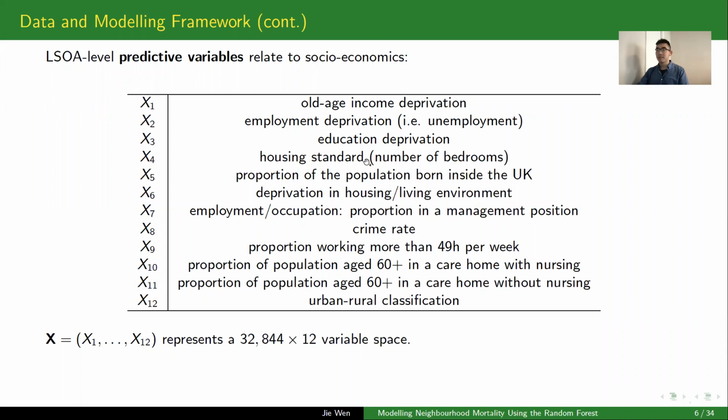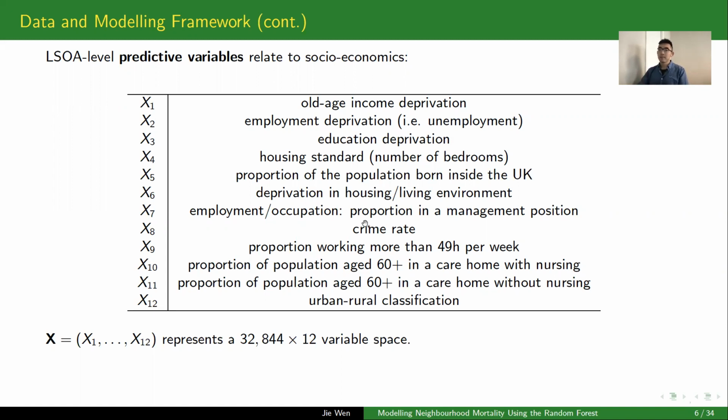We also have housing standard, which is the average number of bedrooms per household within one particular LSOA. This measures how comfortable and how large the home is per household, whether it's too crowded or about the right size. We also have employment occupation measures, which is the proportion of the population that takes a management position. We also have crime rate, and the proportion of the population working more than 49 hours per week. This is a measure of work intensity and how much pressure the population within one LSOA faces.